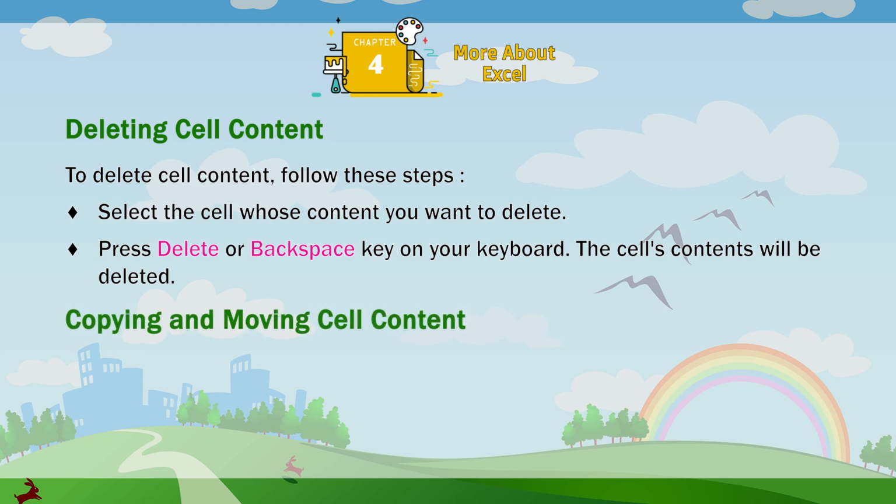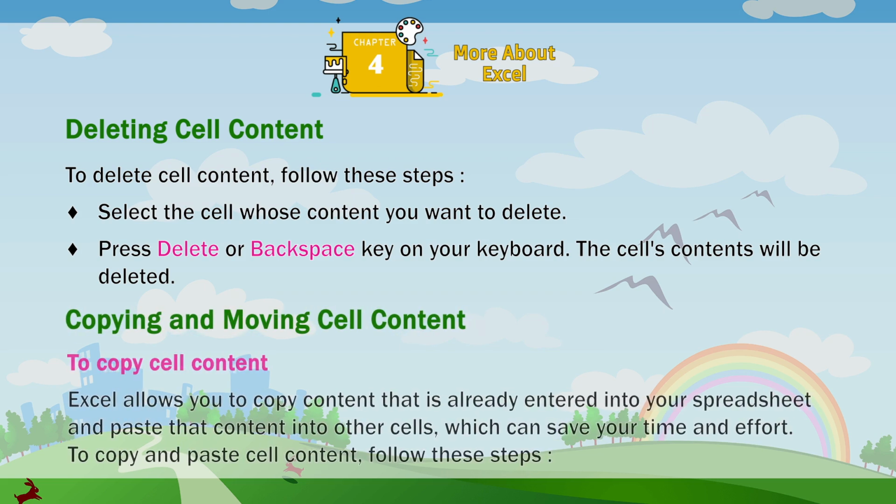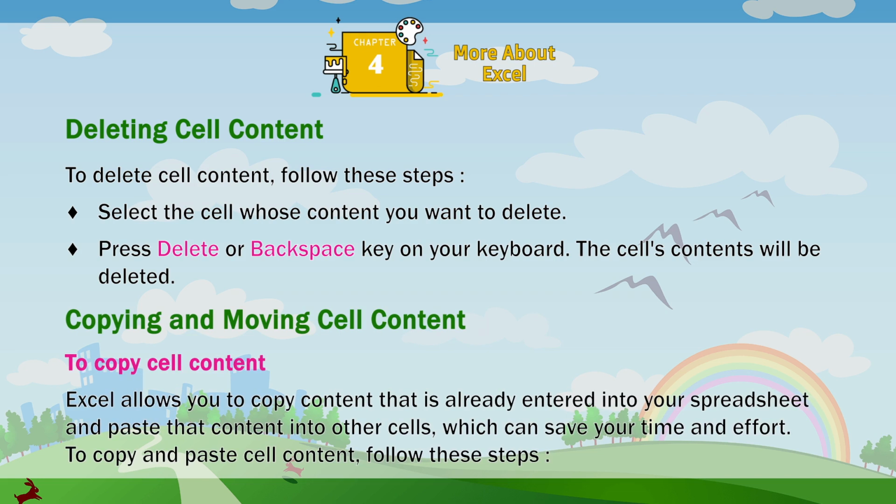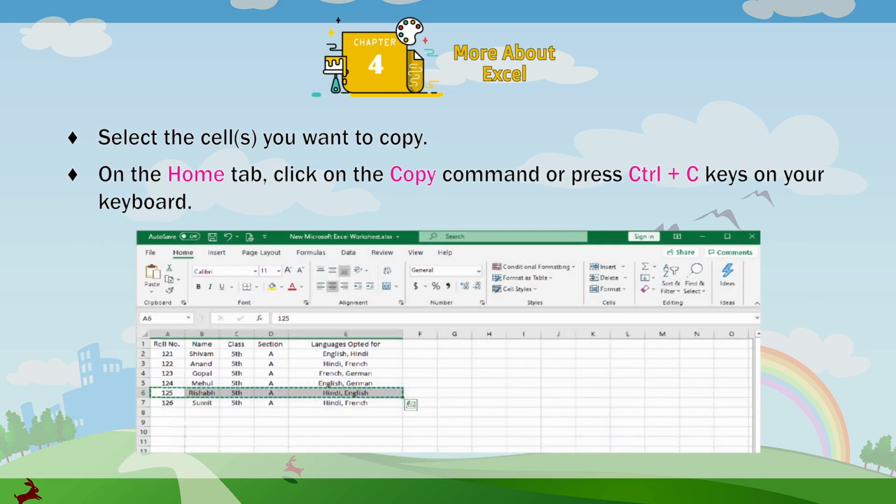Copying and moving cell content. To copy cell content, Excel allows you to copy cell content that is already entered into your spreadsheet and paste that content into other cells, which can save your time and effort. To copy and paste cell content, follow these steps. Select the cells you want to copy. On the Home tab, click on the Copy command or press Ctrl+C keys on your keyboard.